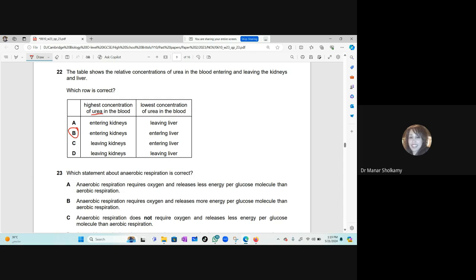Highest concentration of urea in the blood. We know urea is produced in which organ? Liver. Very good. So I have a liver, okay? So the urea will be produced in the liver and then it will be carried by the blood to go to which organ? The kidney, okay? So the blood entering the kidneys will be the highest in urea.